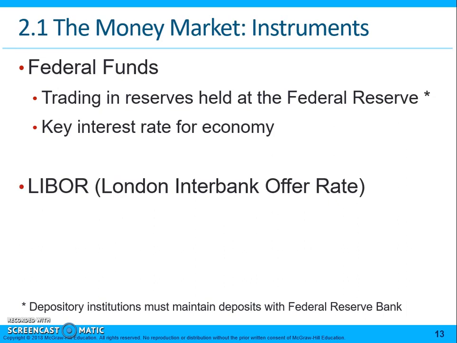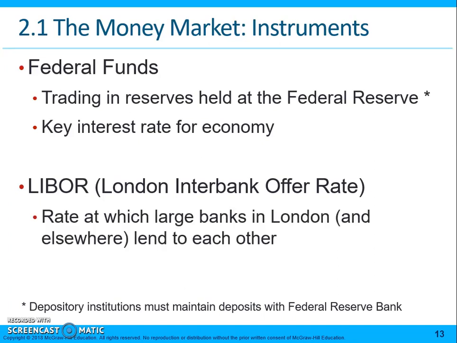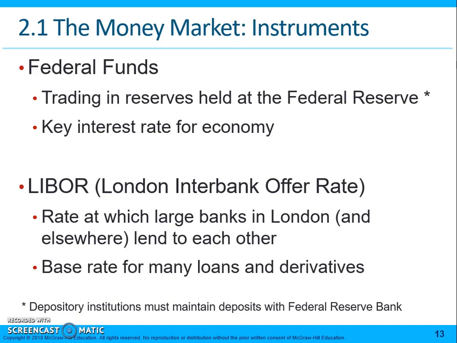LIBOR is the London Interbank Offer Rate. LIBOR is a very key rate because many financial instruments are priced off of LIBOR: derivatives, interest rate swaps, for example. The vast majority of them are based off of the LIBOR rate. It is the rate at which large banks in London and elsewhere lend to each other. Again, the base rate for many loans and derivatives.